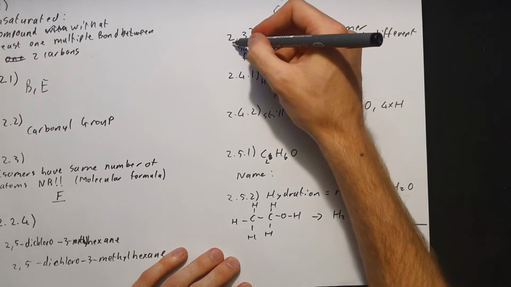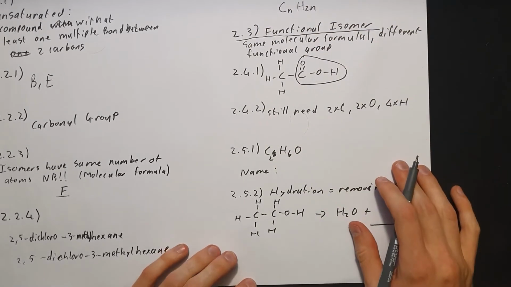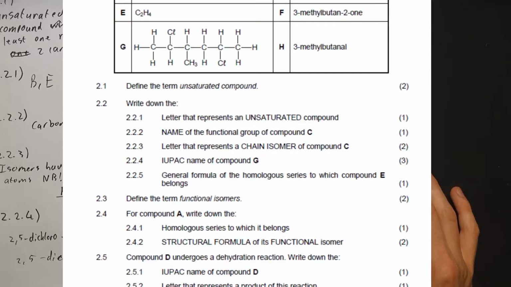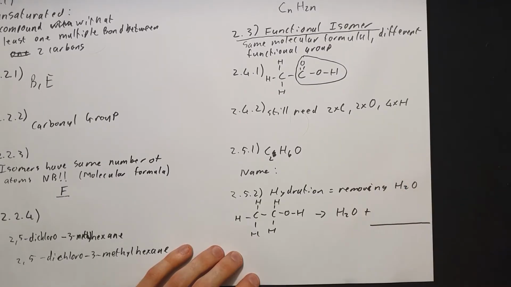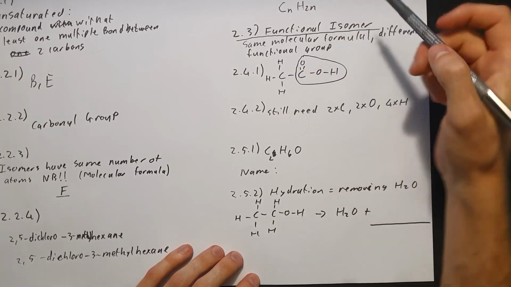Okay, so there's my question, and there's my definition. Okay, now 2.4.1, we're looking at compound A. It says the homologous series to which A belongs. Aha, okay, so the homologous series is how we're going to classify this compound. Which group does it belong to?